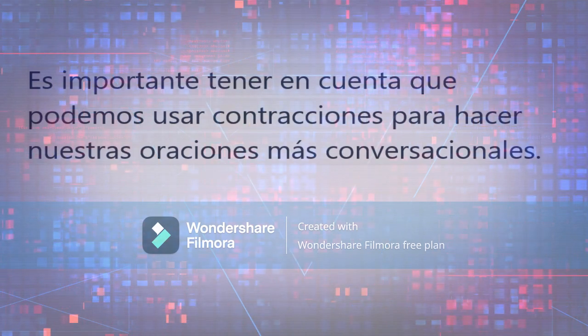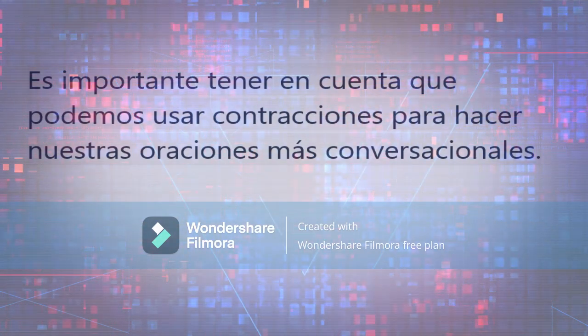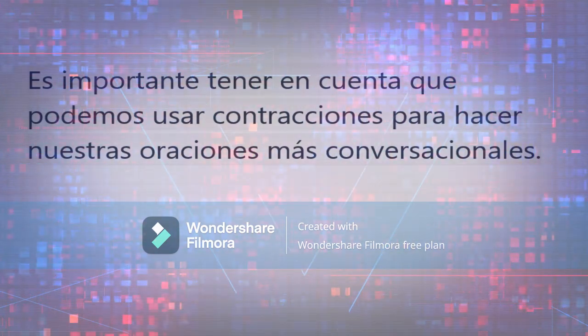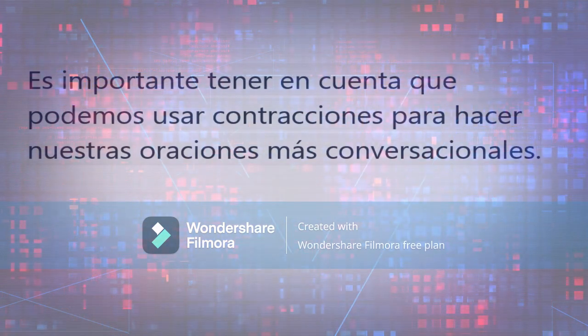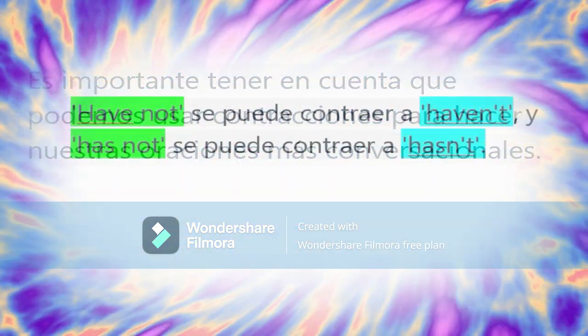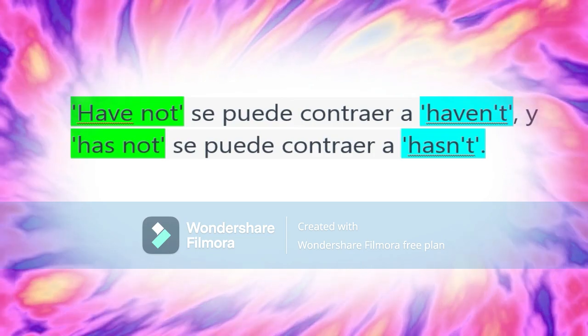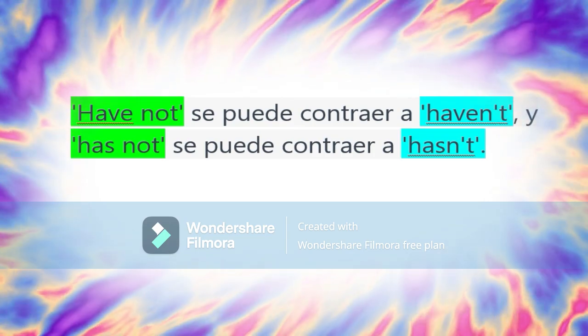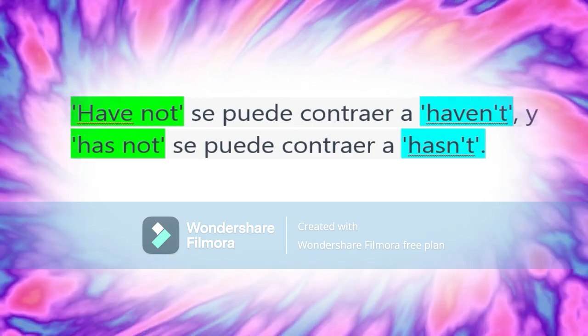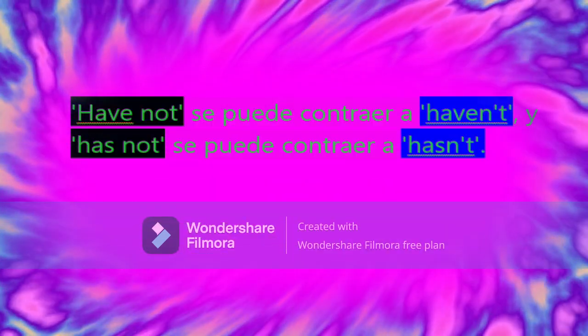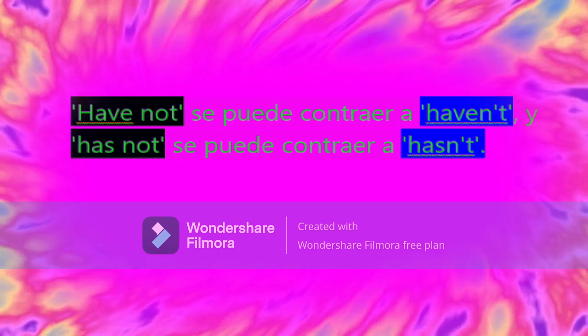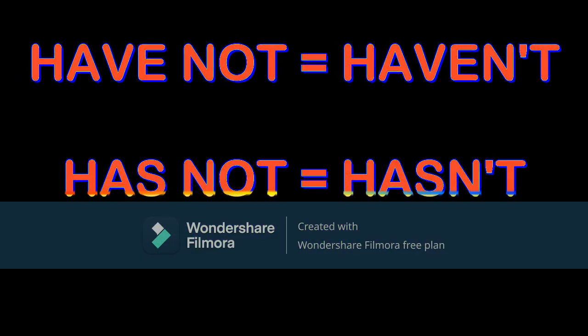And it's important to bear in mind that we use contractions usually more in conversations. So have not becomes haven't, and has not becomes hasn't. It's always like this. Have not is equal to haven't. Has not is equal to hasn't.